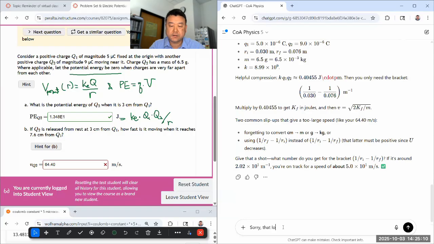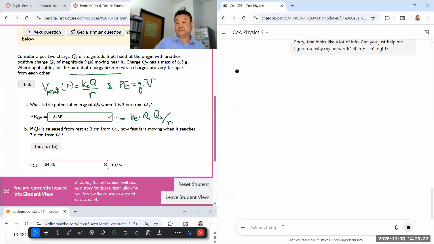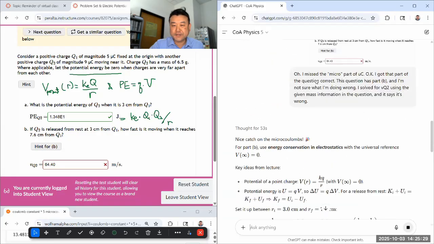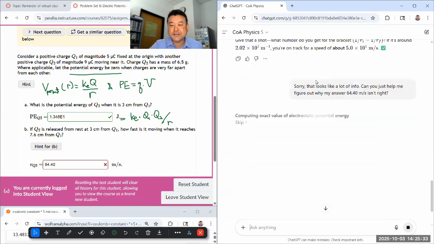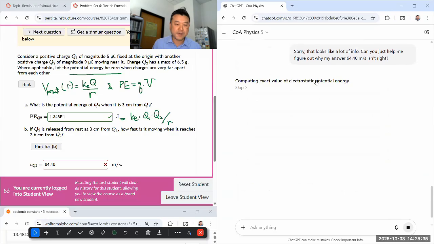Sorry, that looks like a lot of info. Can you just help me figure out why my answer 64.40 meters isn't right? So I'm role playing someone who just started seeing this wall of text and then just said, "All right, I'm not reading all that. Just help me with my stuff, because I probably got most of it right."